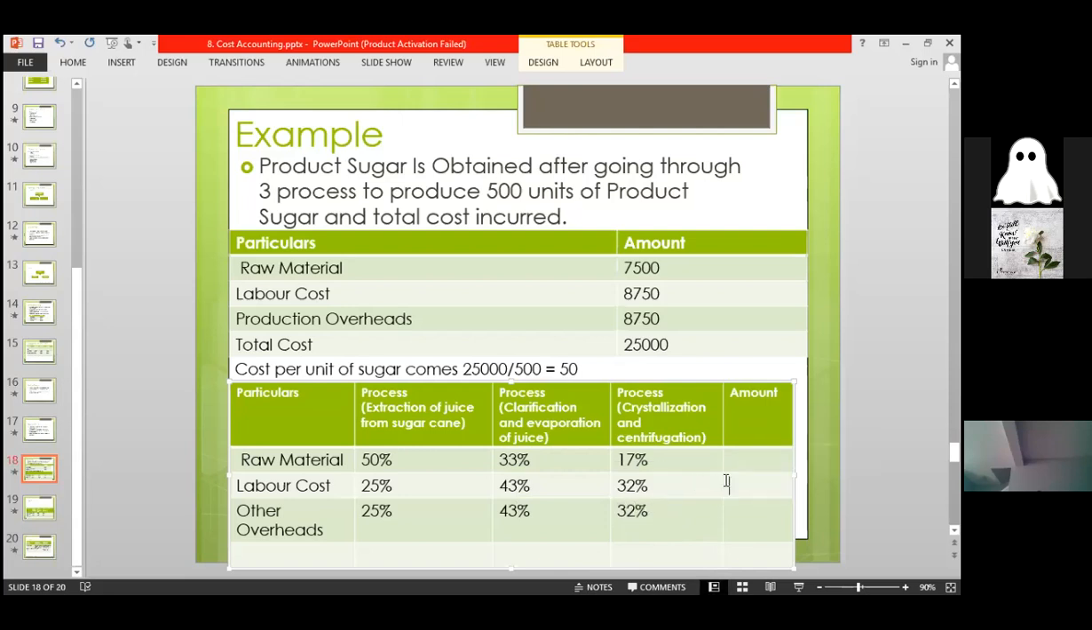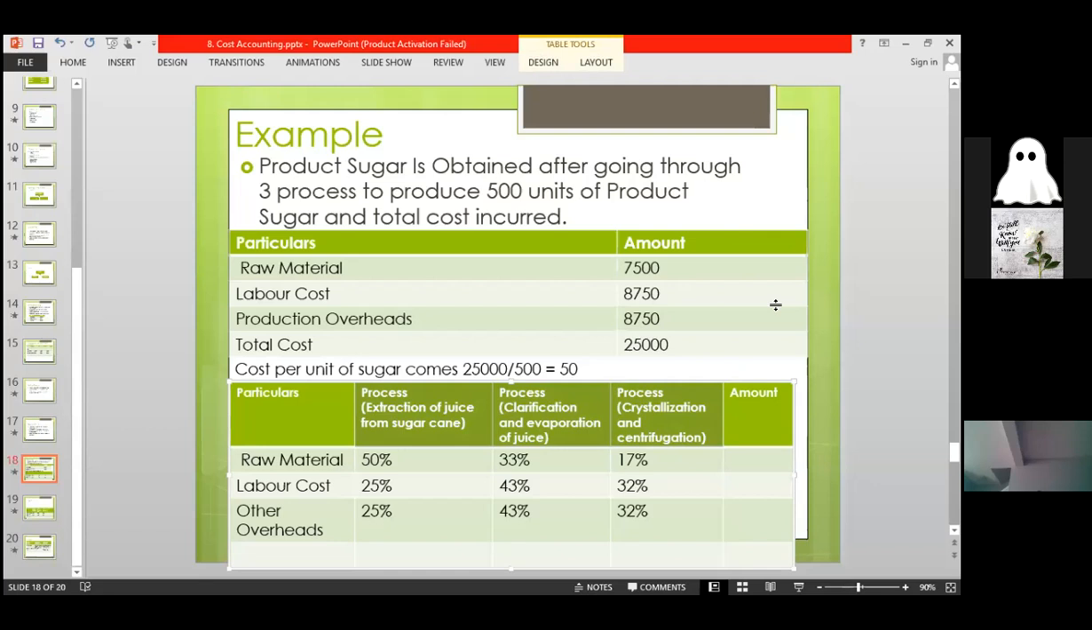Okay, so this is how the question can appear. A factory goes through three processes to finish the production of sugar. The three processes are extraction of juice from sugarcane, clarification and evaporation of the juice, then crystallization and centrifugation of the juice, to produce sugar as the final product.